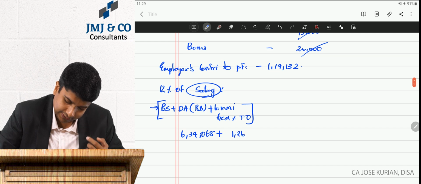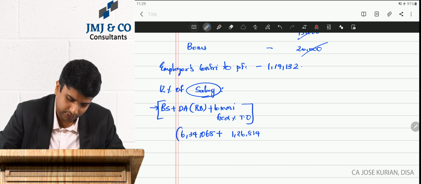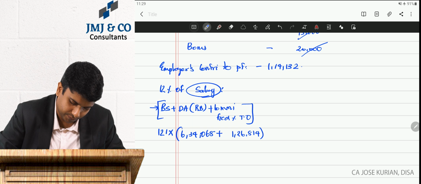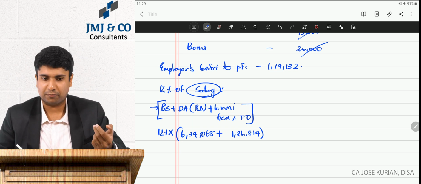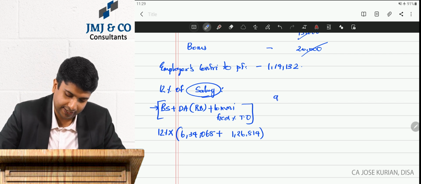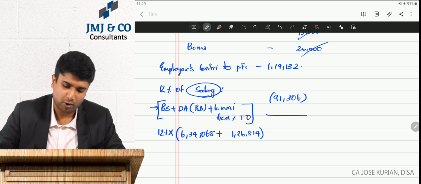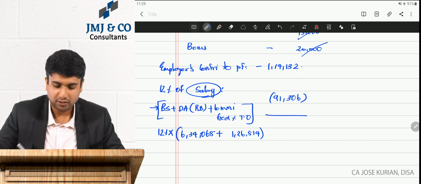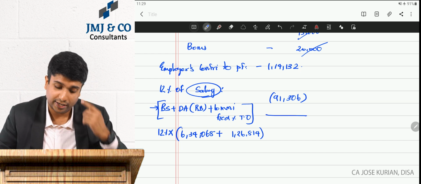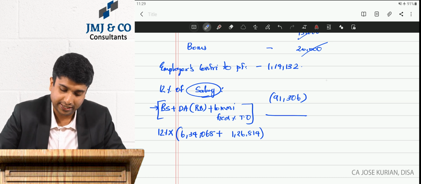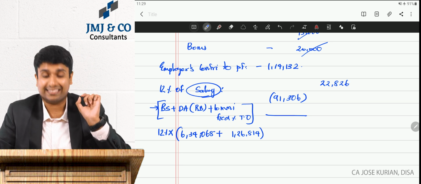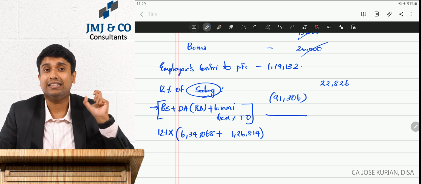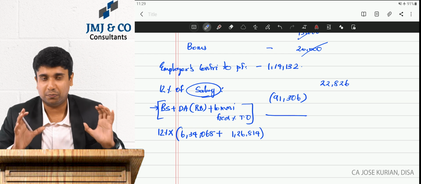So 1,26,814 is the DA amount, added to the basic salary, and up to 12% of the total you can claim as an exemption. So 12% would be 91,306. That much amount is the exemption. After deducting 91,306 from 1,14,132, the remaining amount will be 22,826, and that will be taxable as the employer contribution to a recognized provident fund. Hope this much is clear.